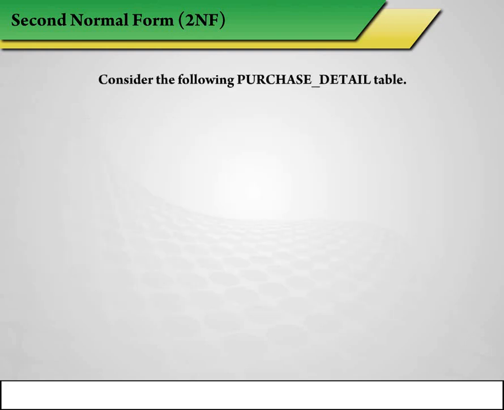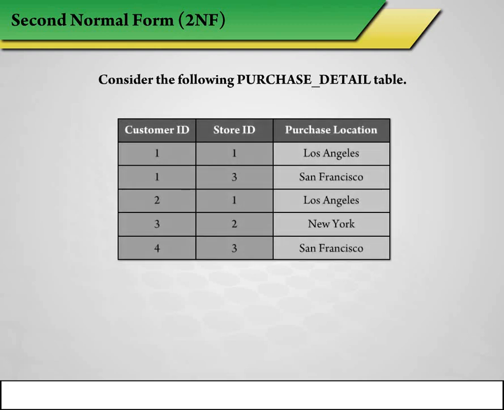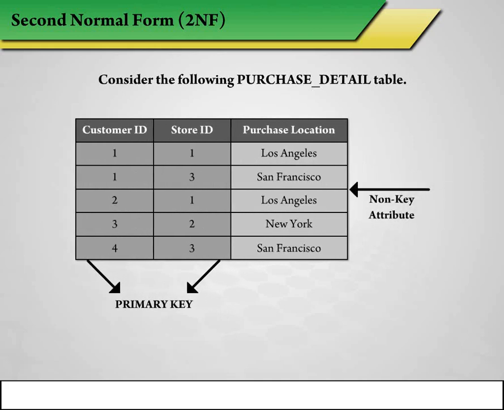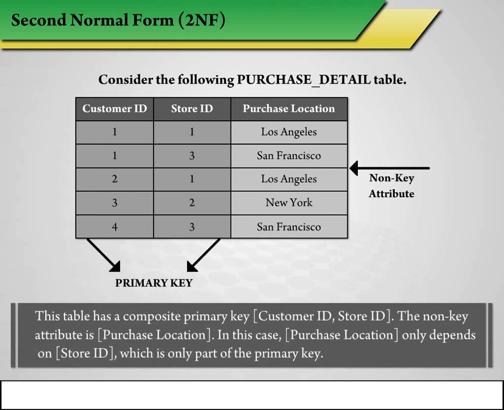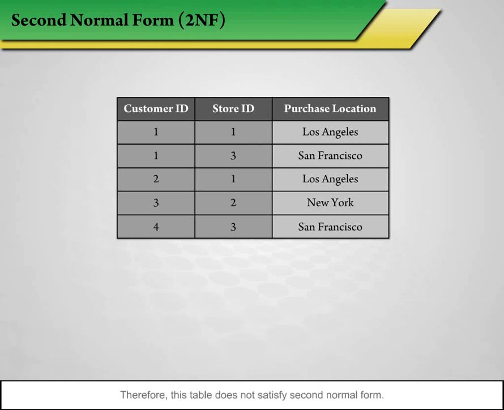Consider the following purchase detail table. This table has a composite primary key, customer ID, store ID. The non-key attribute is purchase location. In this case, purchase location only depends on store ID, which is only part of the primary key. Therefore, this table does not satisfy second normal form.